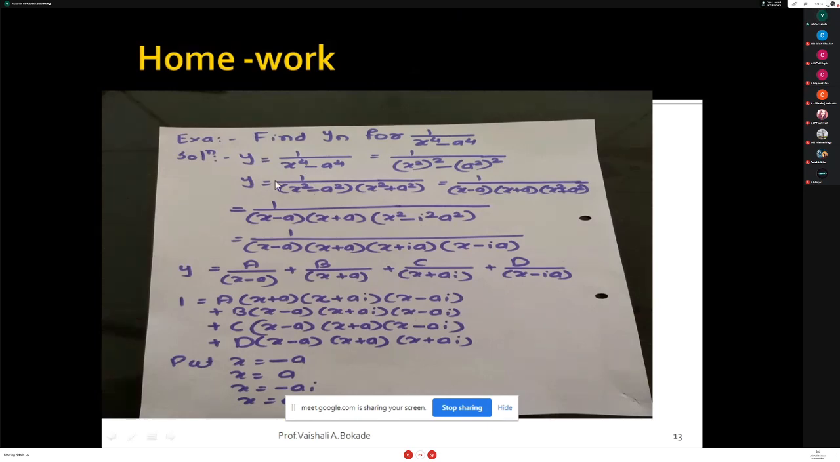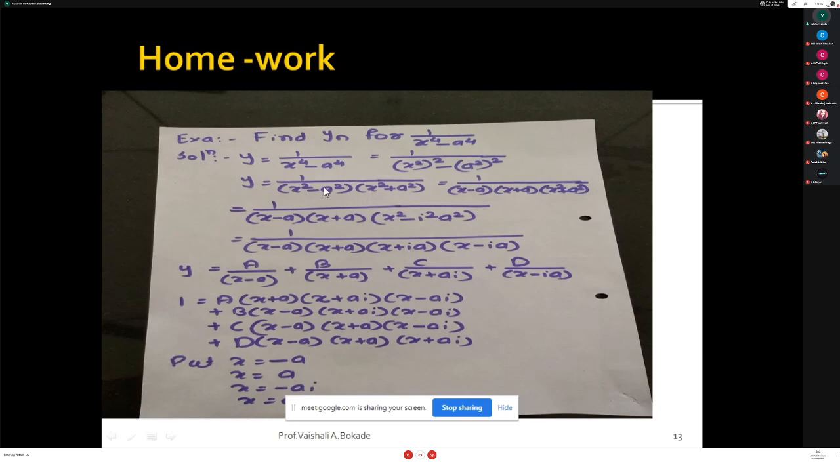So I write x raised to 4 as x square whole square, and a raised to 4 as a square whole square. You observe the denominator is in the form a square minus b square, so I write it as a minus b into a plus b. I'm just applying that formula. So one of the terms is x square minus a square into x square plus a square.